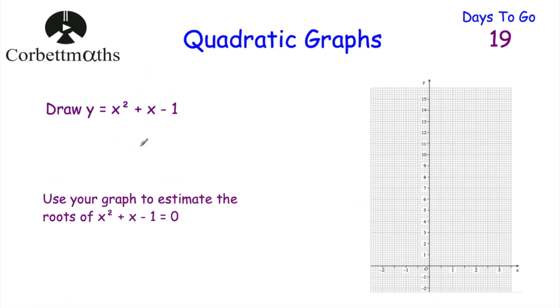Okay, now sometimes we may be asked to draw a quadratic graph, or we may be actually given the quadratic graph, and we've got to use that graph to estimate the roots of that quadratic equals 0. So in this case, x squared plus x minus 1 equals 0. So feel free to press pause now, draw this quadratic graph, and then use that quadratic graph to estimate the roots of x squared plus x minus 1 equals 0.